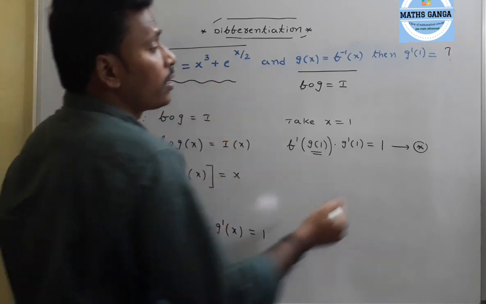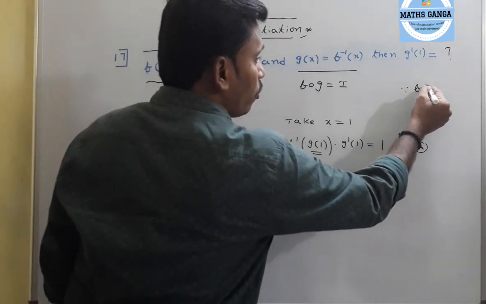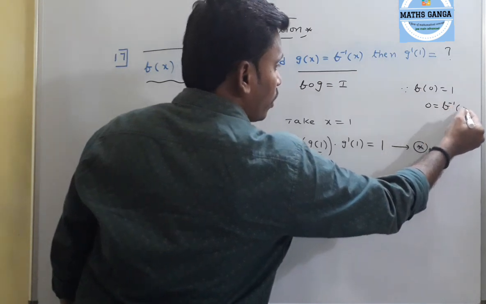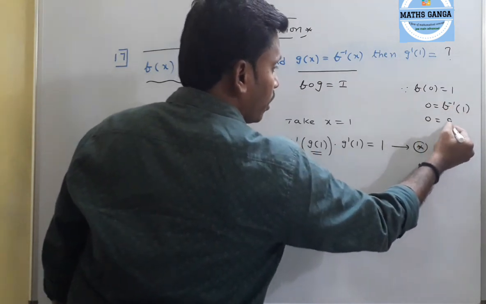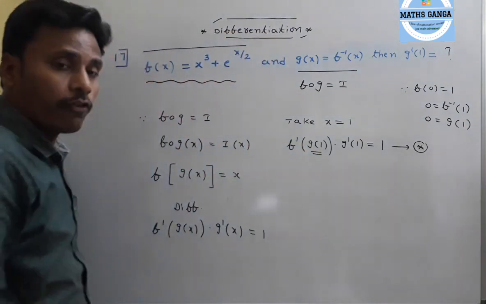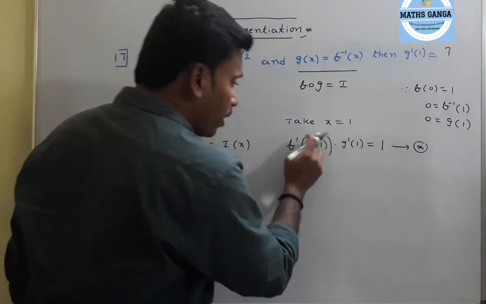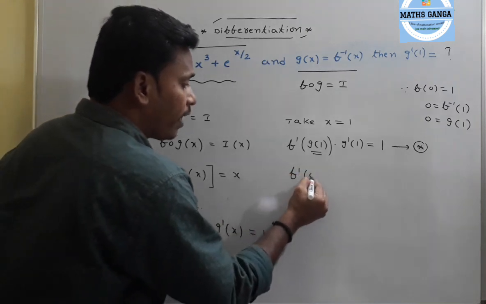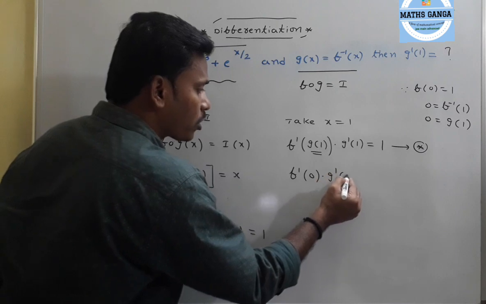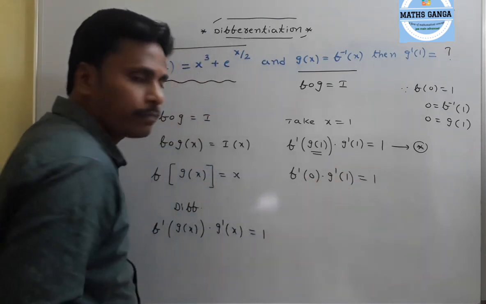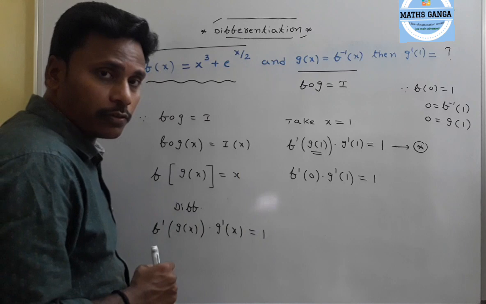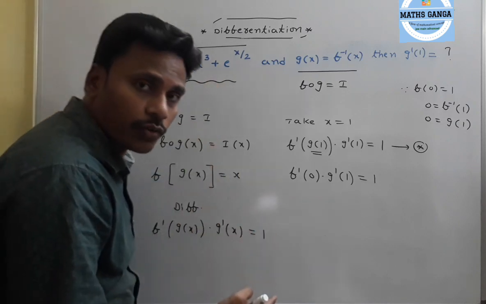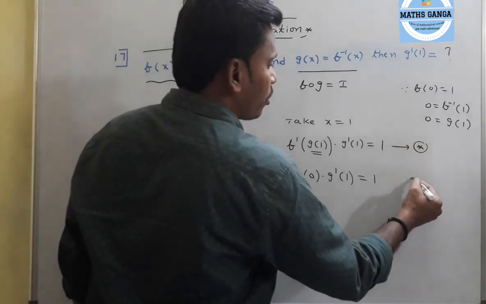Is it clear? So, since f of 0 is equal to 1, 0 can be written as f inverse of 1, and 0 is nothing but, since f inverse is g, g of 1. So now you just replace this g of 1 with 0. Okay. So finally we have f dash of 0 into g dash of 1 is equal to 1. Now what do you say about this f dash of 0? f of x is this function. Differentiate it and then replace x with 0.